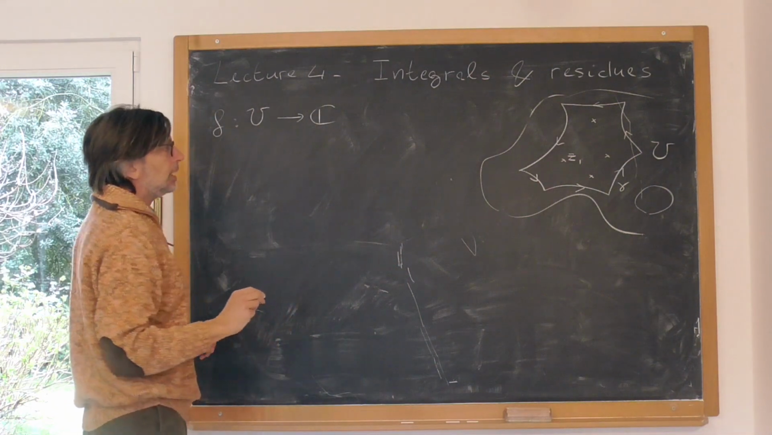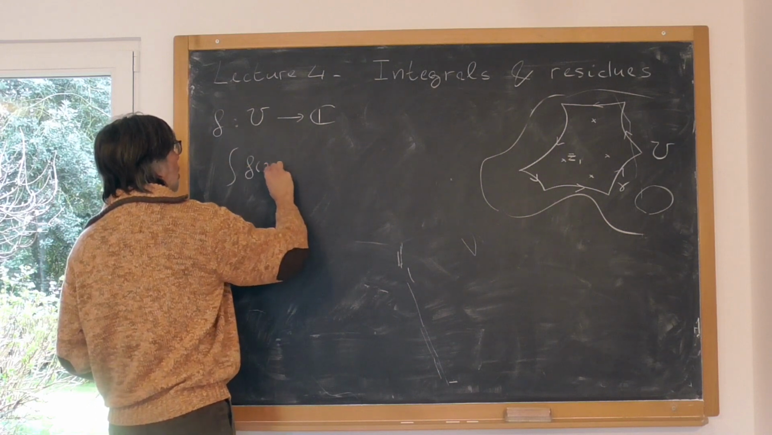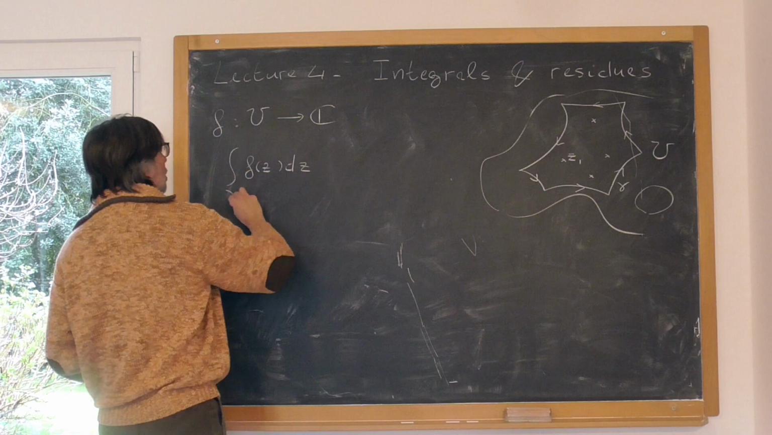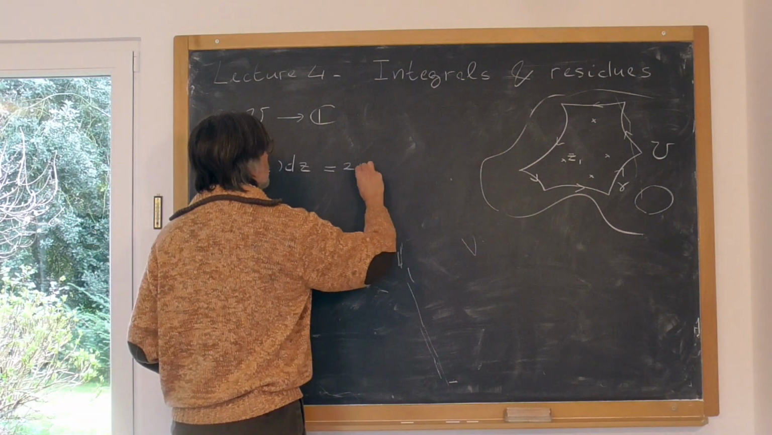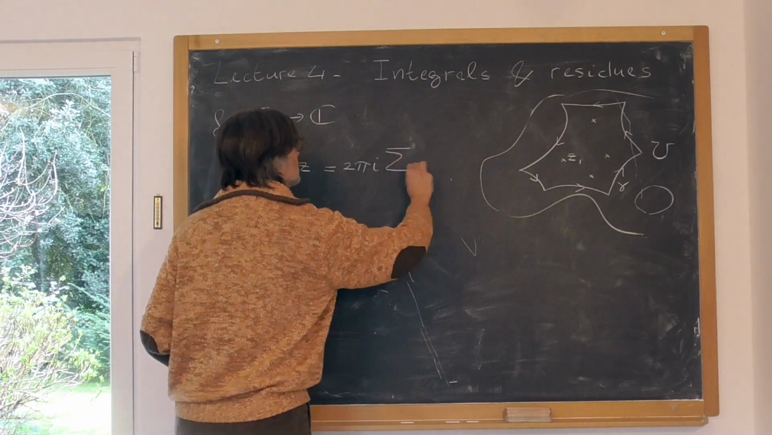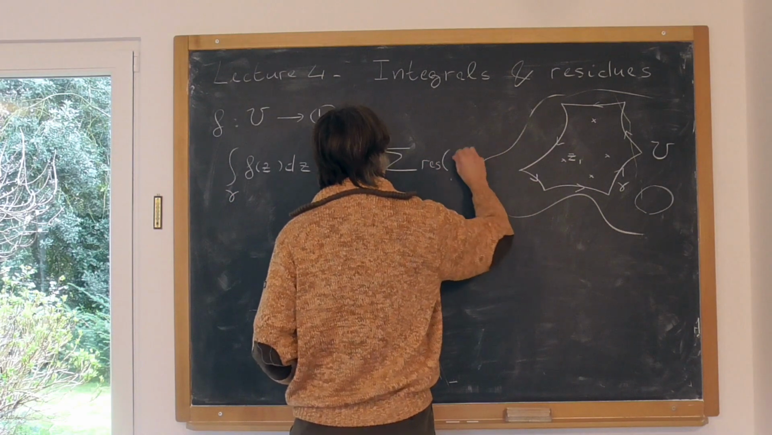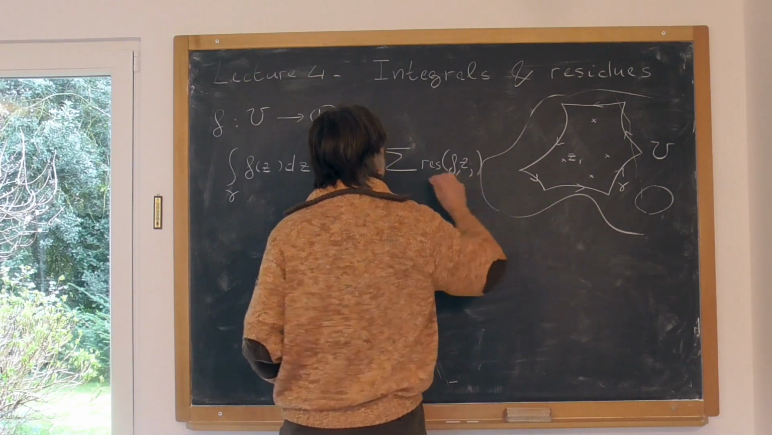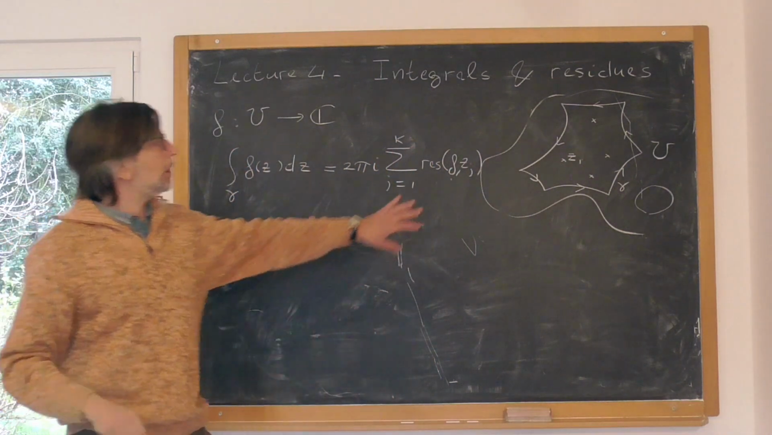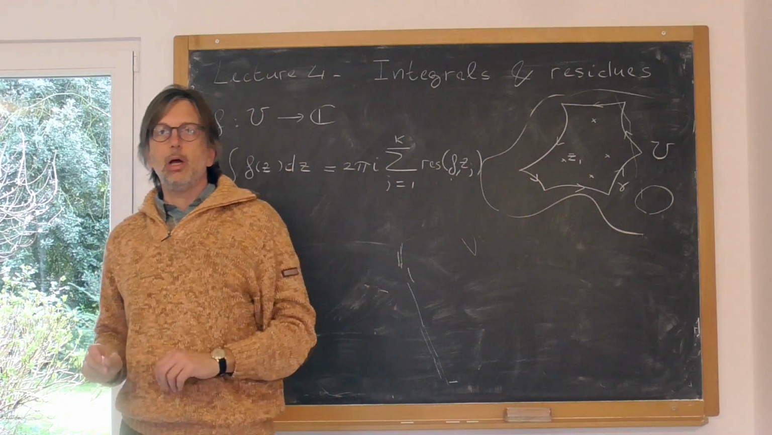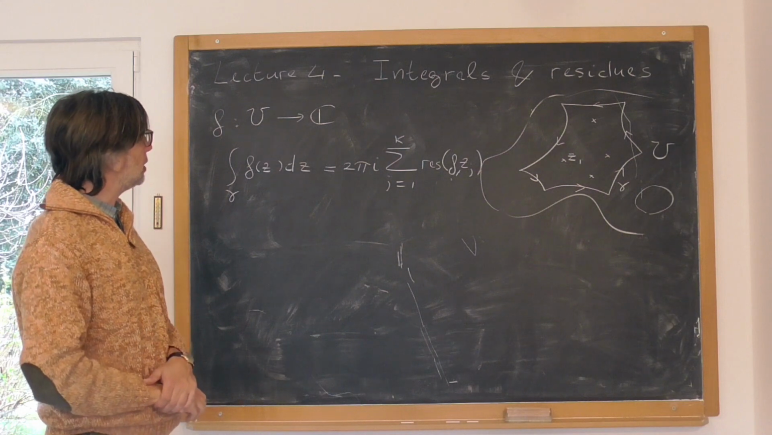These are the points z1 to zk. And the residue theorem tells us that the integral of f along the contour gamma is 2 pi i times the sum of the residues of f at z_j, where j goes from 1 to k, and z1, ..., zk are all the singularities that are contained in the region bounded by the contour.